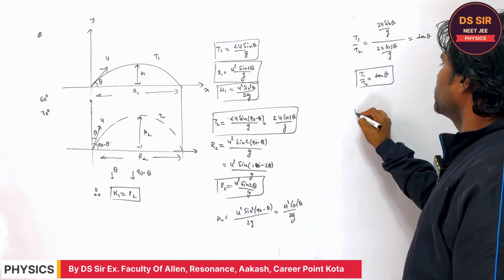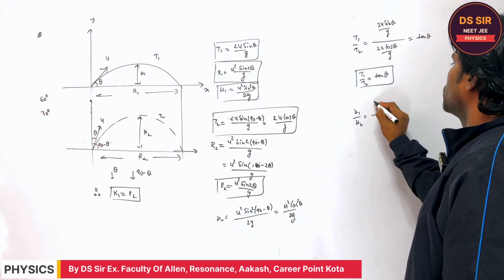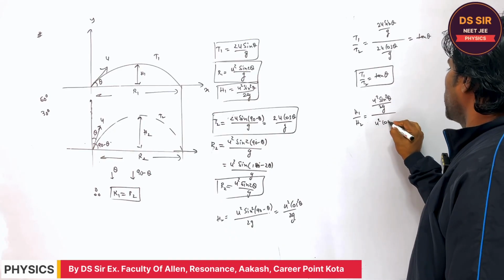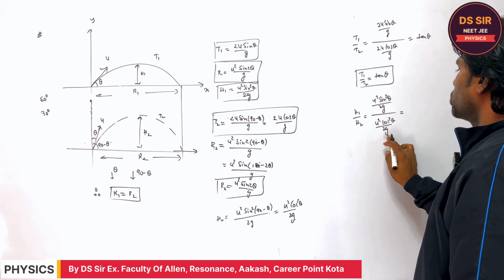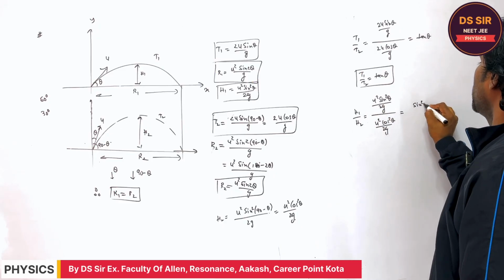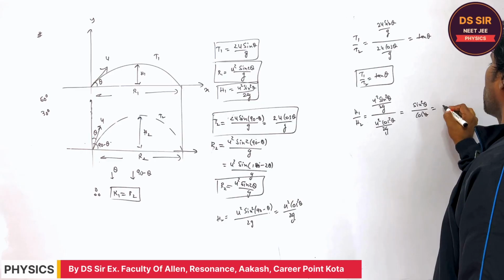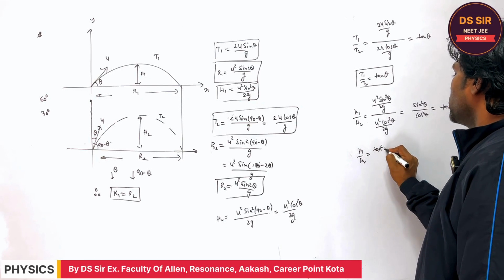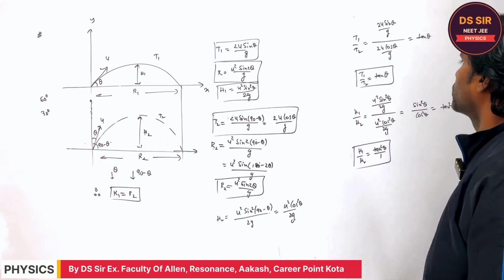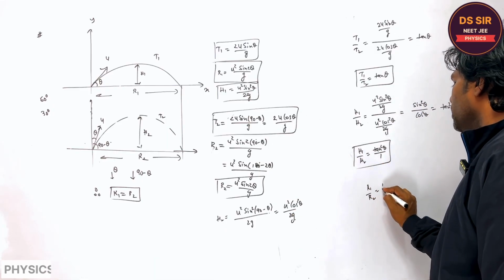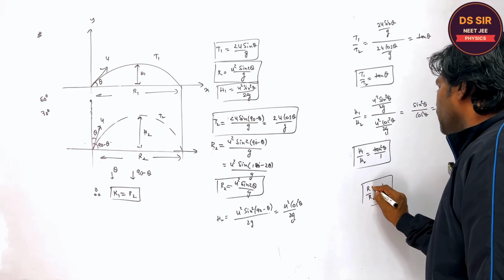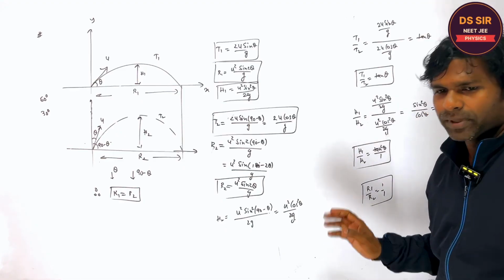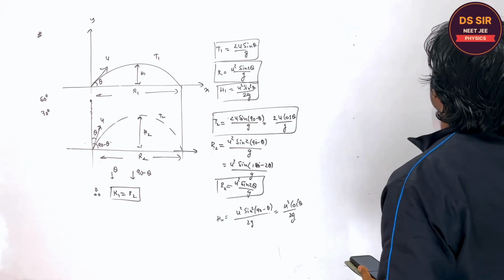What about the maximum heights? h1 upon h2, u square sine square theta upon u square cos square theta upon 2g. u square upon 2g will cancel out, sine square theta upon cos square theta, so this is what? Say tan square theta. So here you will get tan square theta by 1. This is the ratio. And what about the r1 to r2? I told you this is 1:1, when you throw the same projectile at two complementary angles. All right, copy this. So this is the h1 and h2, right?